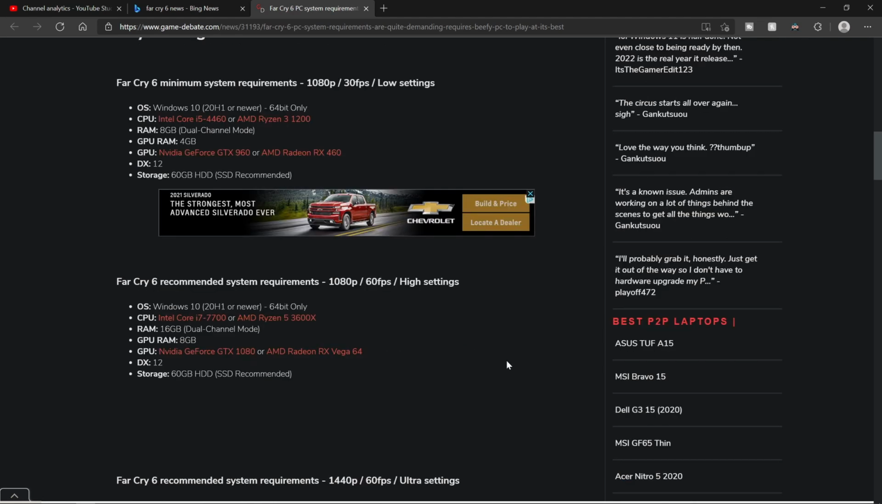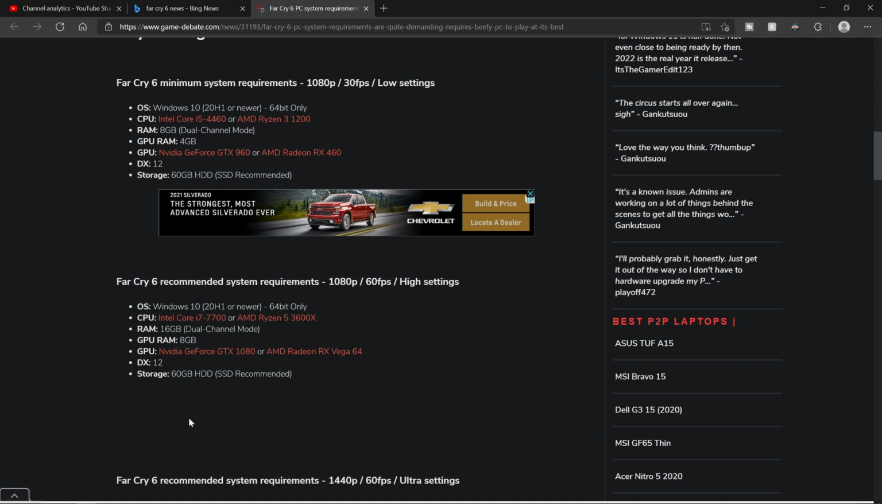But yeah, now moving on to the recommended system requirements for 1080p at 60 frames per second at high settings. For CPUs, we're looking at a Ryzen 5 3600X, which is a 6-core, 12-thread CPU. And then on the Intel side, we're going to see a Core i7 7700, which is a 4-core, 8-thread CPU. So the Ryzen CPU is definitely a bit more powerful, but they still recommend the Intel one, so it's still got to be good enough. We moved up to 16 gigabytes of RAM in dual channel mode, so you have two 8 gig sticks.